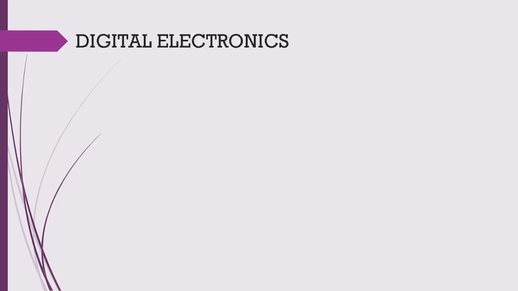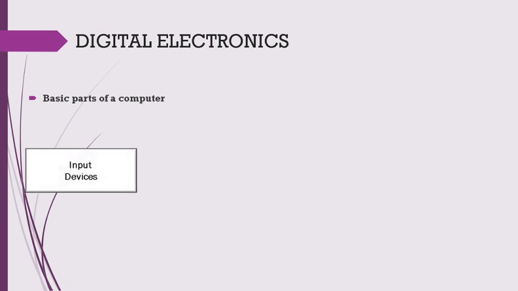Okay, so right now we need to discuss digital electronics. The first thing that we need to discuss is the basic parts of a computer. So it's more on the hardware part. We need to start with the input devices. When we say input devices, a good example is the mouse, just like what you can see right now on my screen. I'm using the cursor of the mouse.